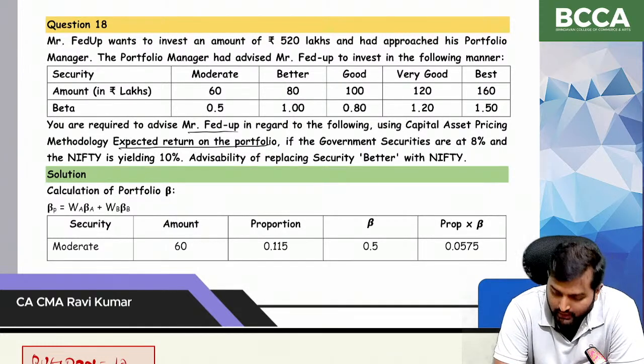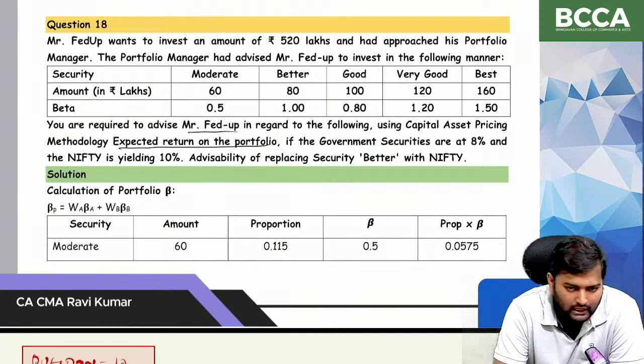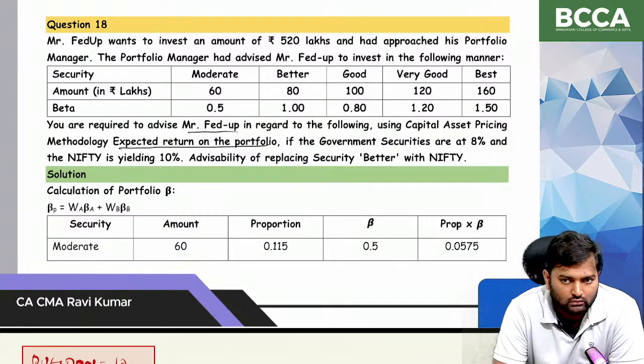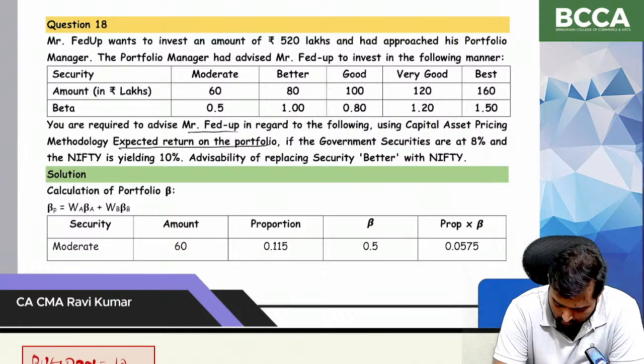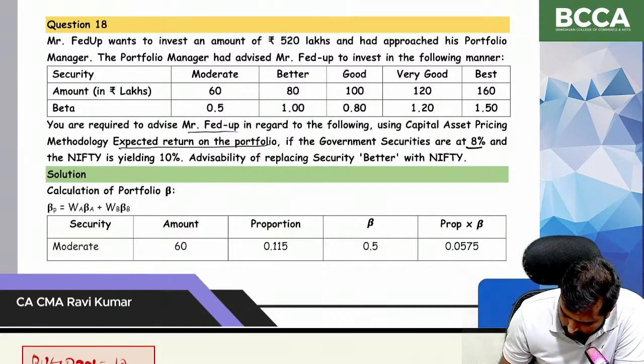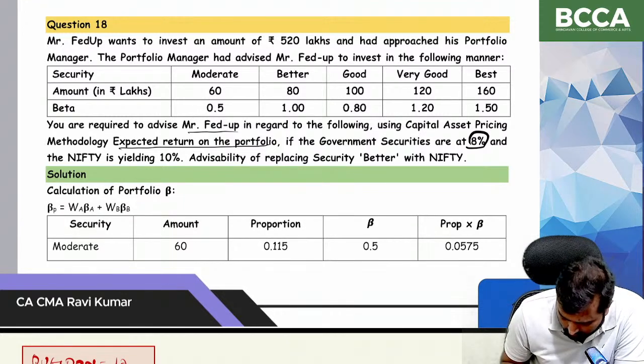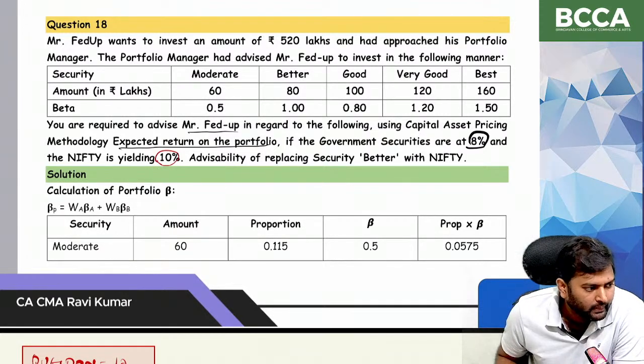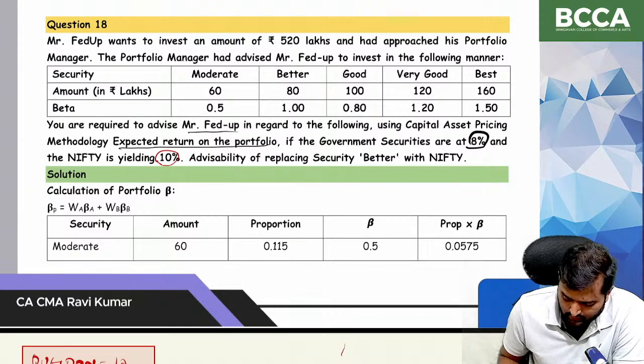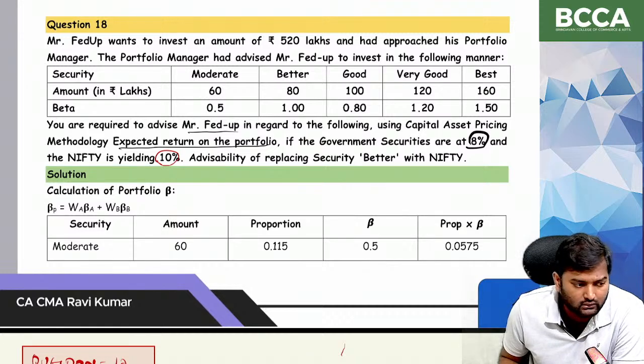We have to find out the expected return on the portfolio. If the government securities are at 8%, that is RF, the risk-free rate, and the Nifty is yielding 10%. How do we get expected return on a portfolio? Using CAPM methodology: RF plus (RM minus RF) into beta. RF is 8%, the risk-free rate. Nifty means market, so RM is 10%. Clear?